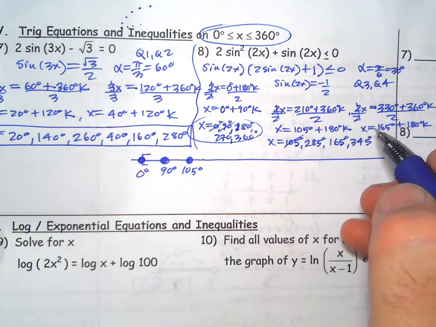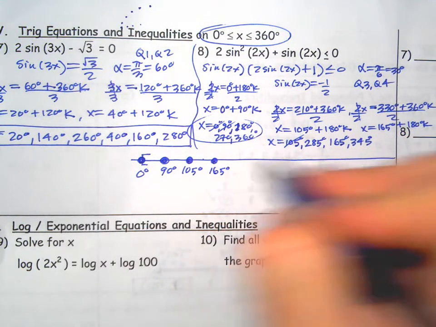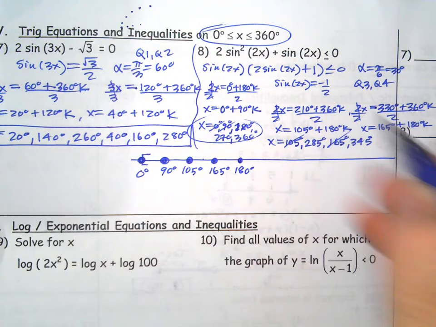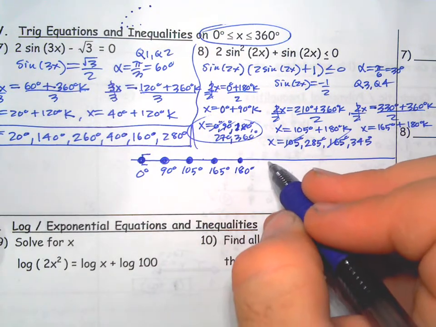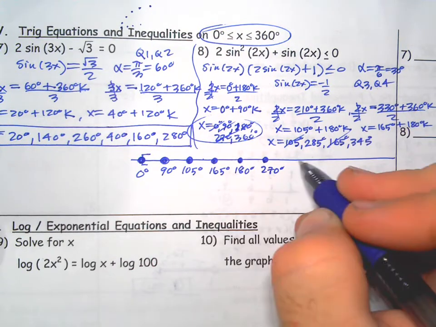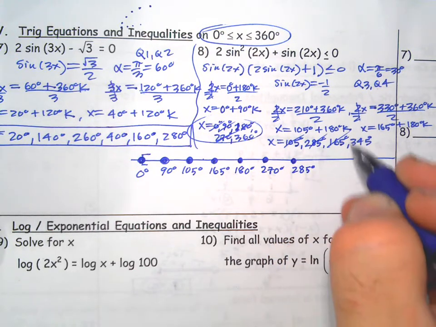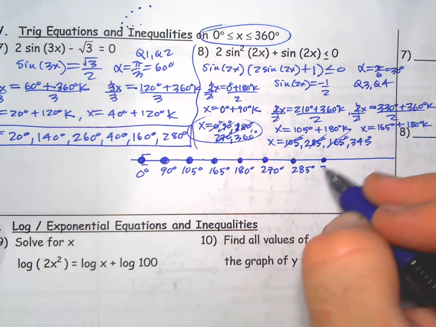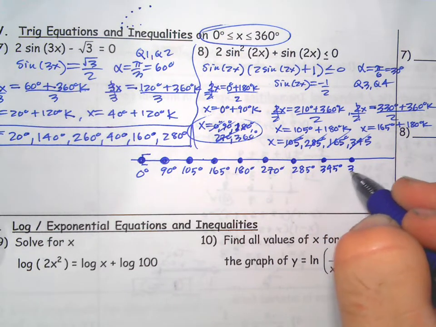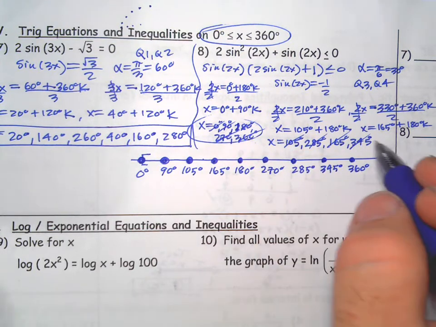And then 165. And 180. And then 270. 285. 345. And 360. So I think that's all of them.